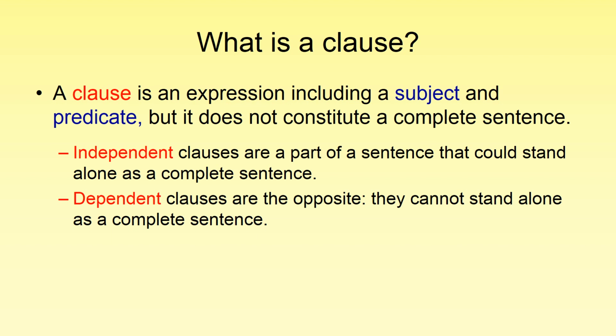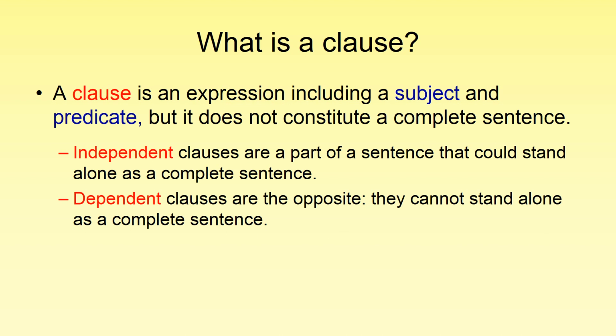Independent clauses can stand on their own as a sentence if we were to pull them out of the sentence. So they are independent. They can function on their own. Dependent clauses are the opposite. They cannot stand alone as a complete sentence, as they are dependent on something else.